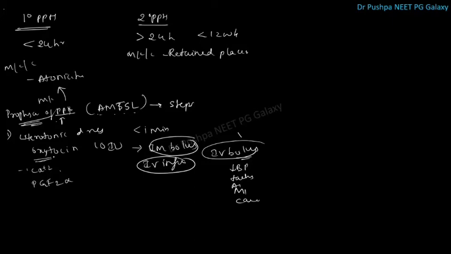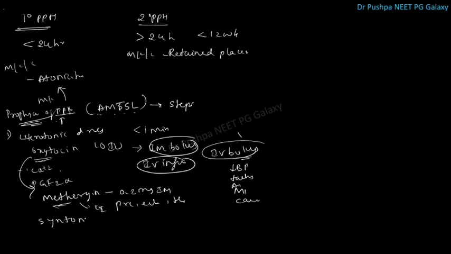Other than oxytocin, what are the other drugs we can use? Methergine, 0.2 mg IM. Methergine is contraindicated in preeclampsia, eclampsia, and heart diseases. What are the other drugs? Syntometrine, carbetocin, misoprostol.